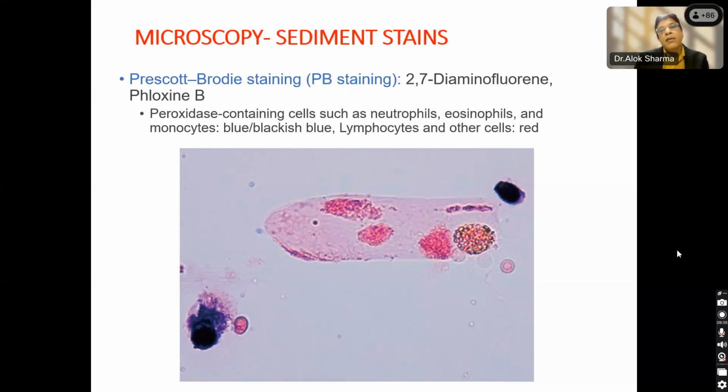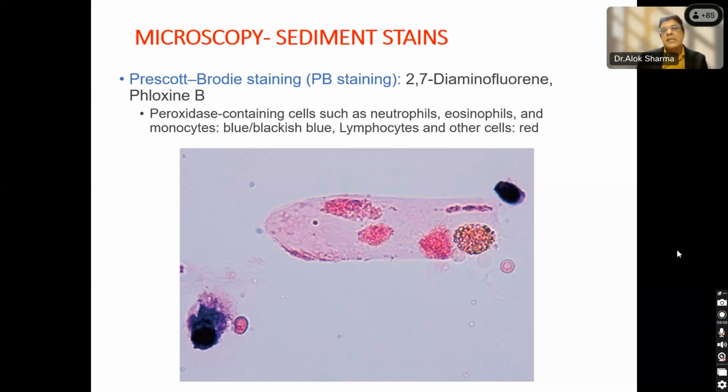It's basically composed of a chemical called 2,7-diaminofluorene. This is the active component in this particular stain. What it does is stain the different components in different colors. So the peroxidase containing cells will take up a bluish-blackish color, as you can see in this picture.